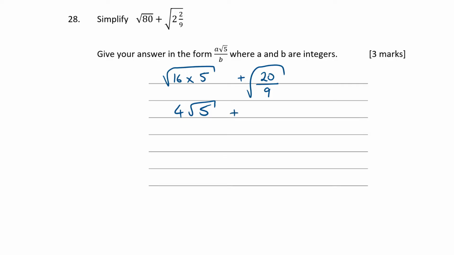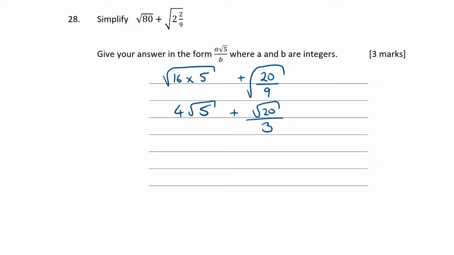And on the other side, I can split that up into two roots. I can say that is the root of 20 divided by the root of 9. So that is the root of 20. The root of 9 is 3, isn't it? So it's that. So I've got root 20 over 3. Is that helping me?